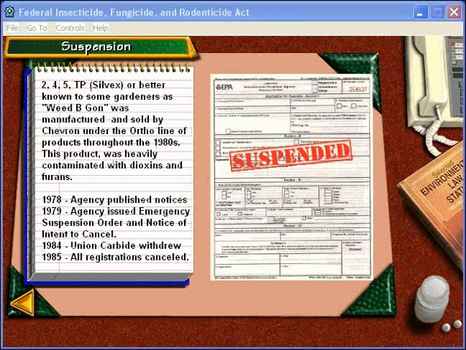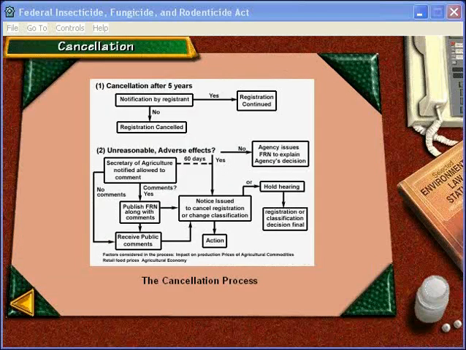EPA also has the authority to suspend the use of a pesticide. Usually this occurs when the agency is deciding whether to cancel or change the classification of a pesticide. To issue a suspension order, EPA must find that the use of the pesticide poses an imminent hazard. If EPA finds that an emergency exists, the agency can ban the sale and use of a pesticide effective immediately.